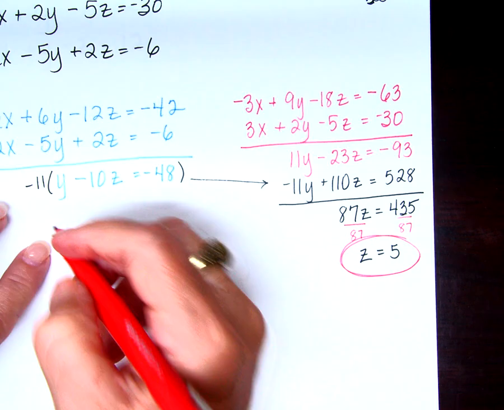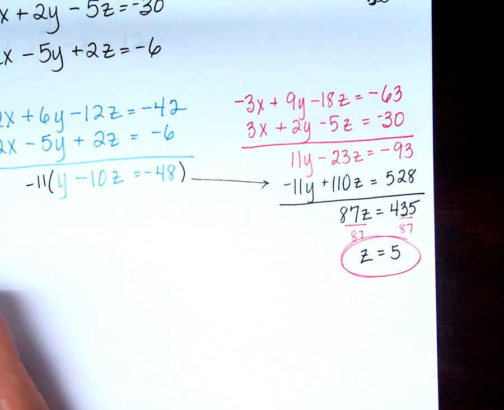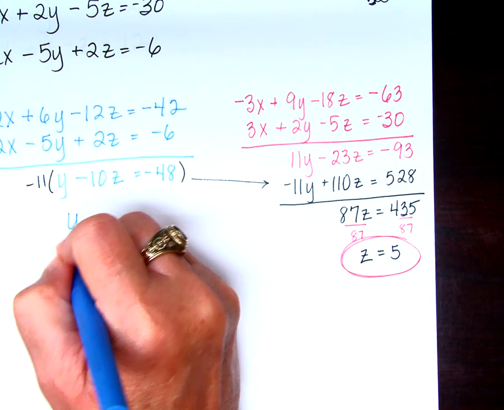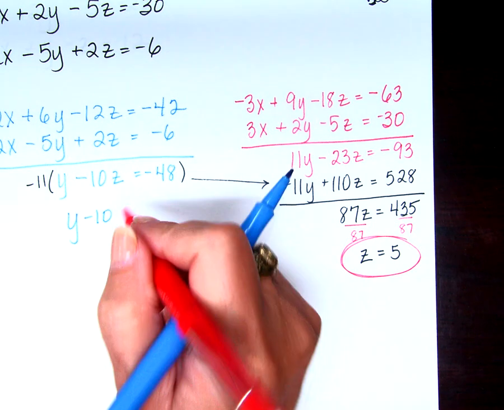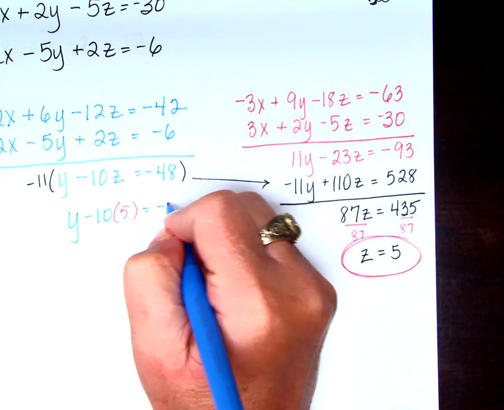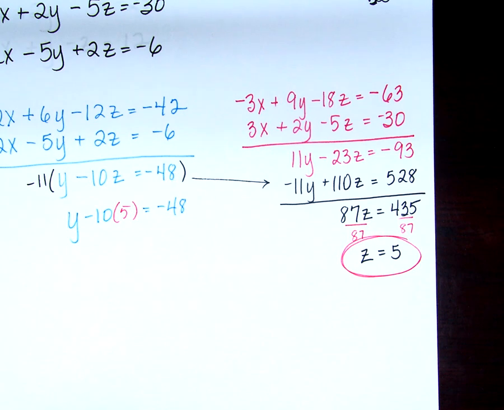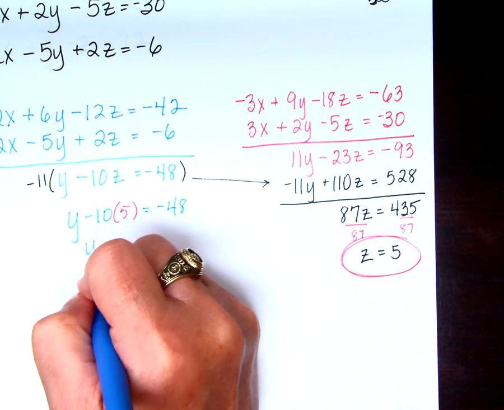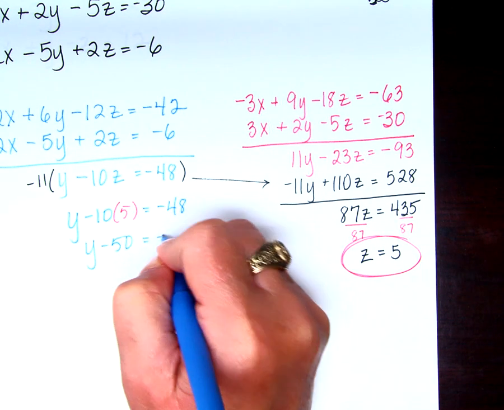Okay? And then you plug y. So y, let's see, y minus 10 times 5 equals negative 48. So y minus 50 equals negative 48.